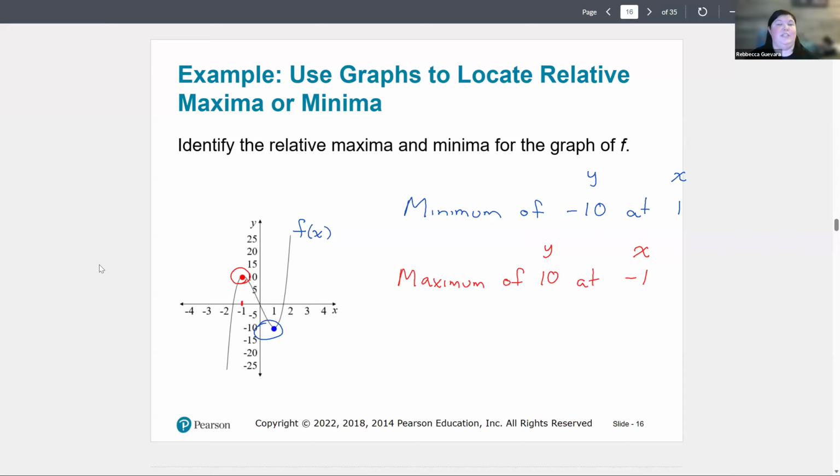So like I said, when you're trying to name the minimum or maximum, that's a y value, and then the location is your x. So we have a minimum of -10 at 1 and a maximum of +10 at -1.